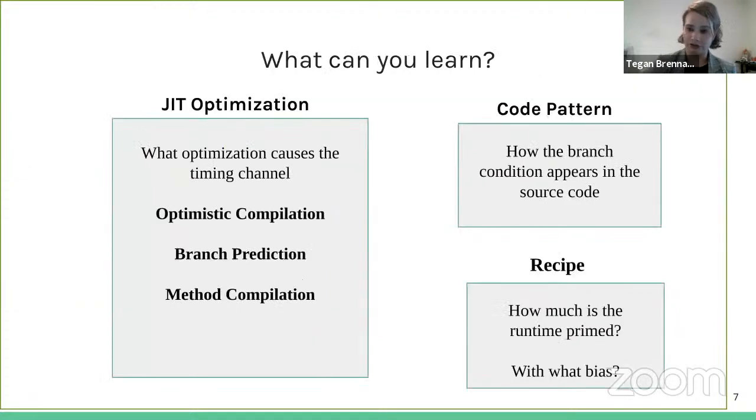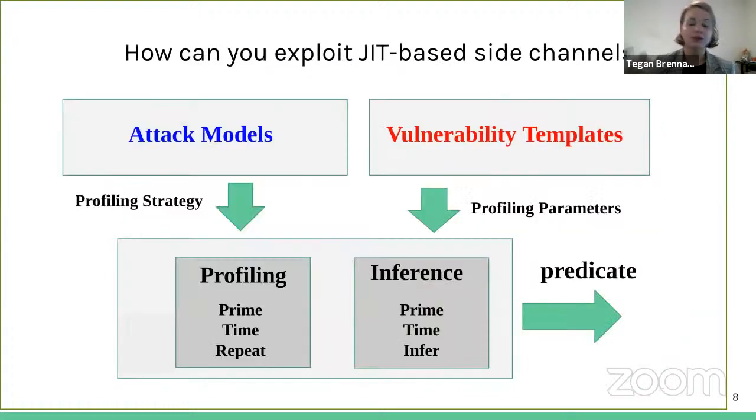To answer the second question of what one might learn via a JIT-based side channel, I've introduced 5 different vulnerability templates which categorize code segments containing predicates that might be vulnerable to be learned via a JIT-based side channel, as well as the JIT optimizations responsible for causing these side channels. Using parameters and strategies from these vulnerability templates and attack models, I answered the last question of how an attacker might effectively exploit JIT-based side channels by developing a 2-stage algorithm.